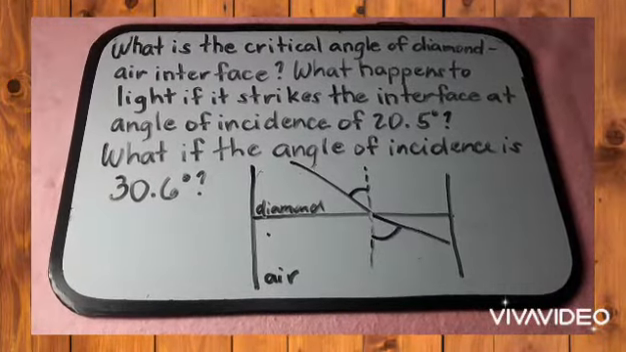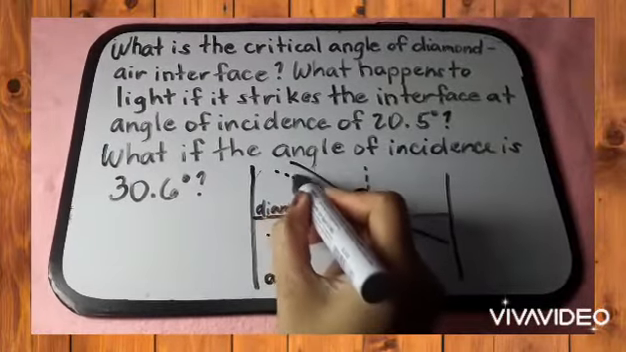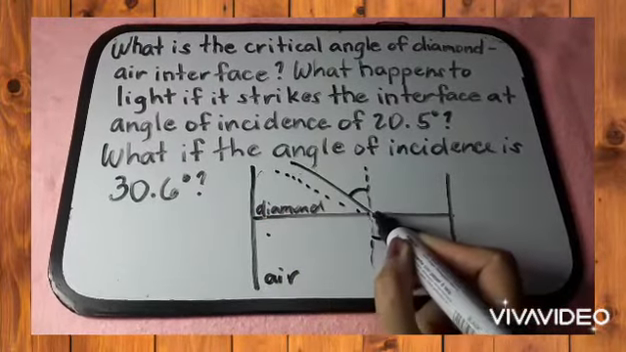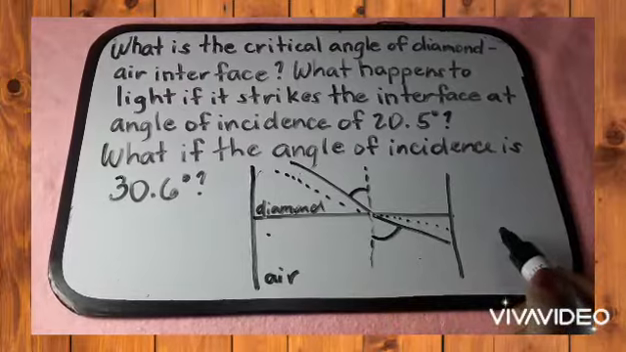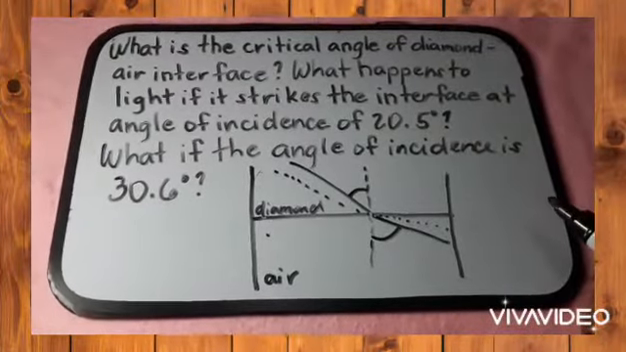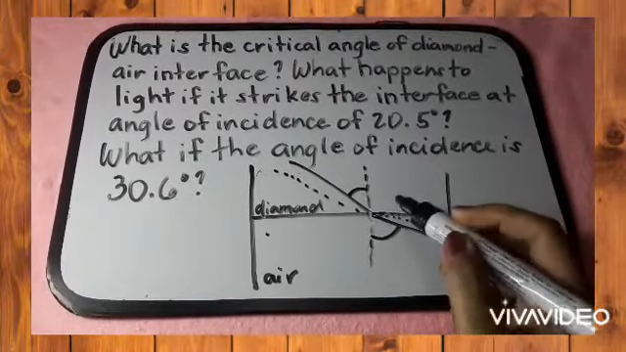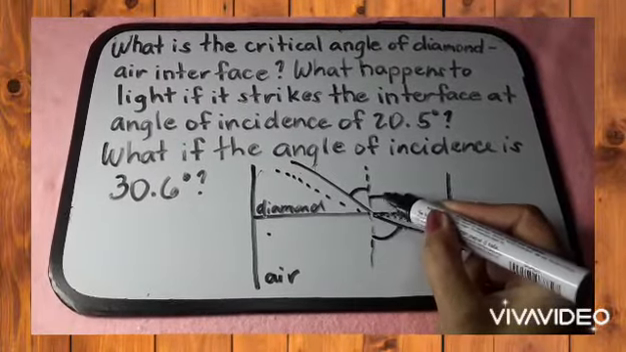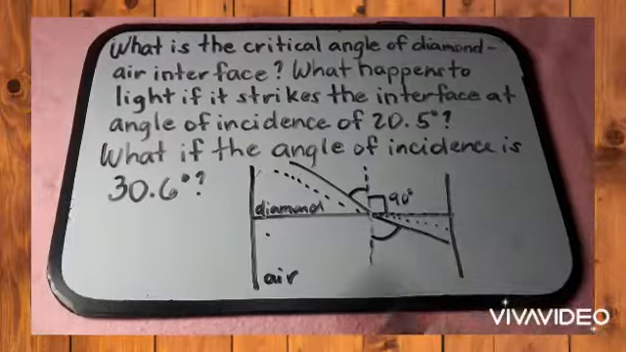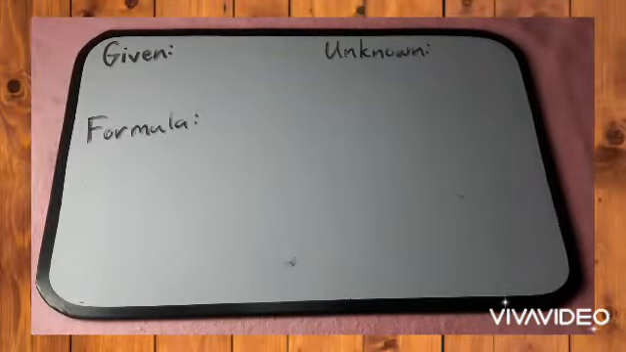So as we move the incident ray, the refracted ray will also move farther from the normal until it reaches the critical angle, which gives us the 90-degree angle. Okay, let's now identify the given.